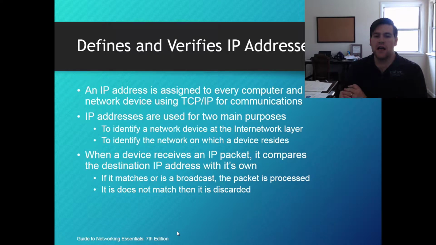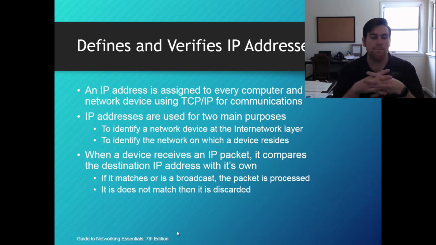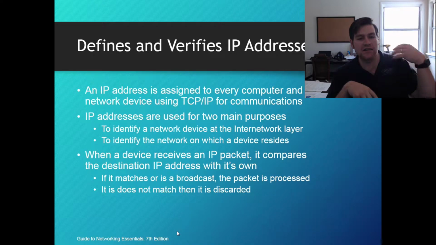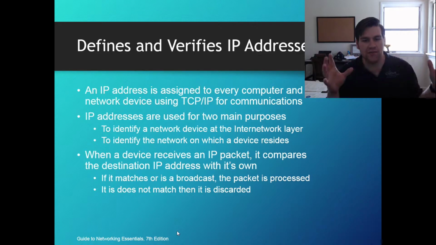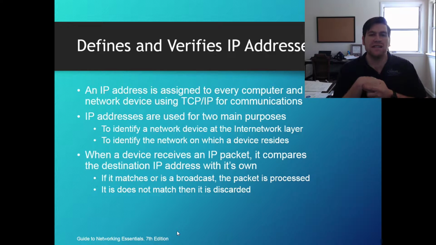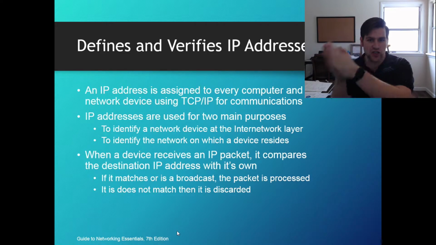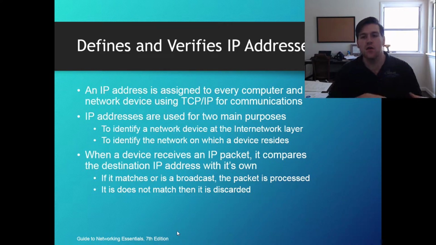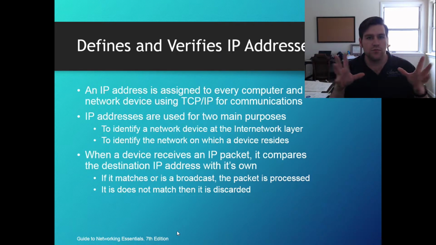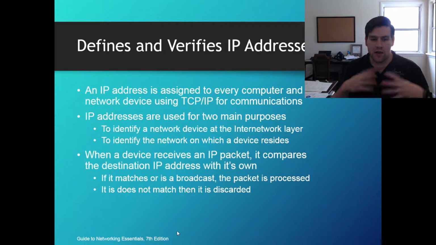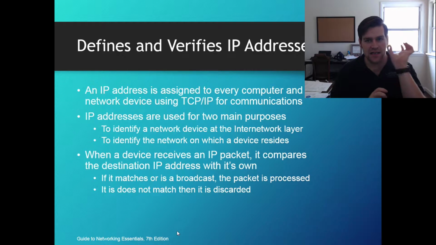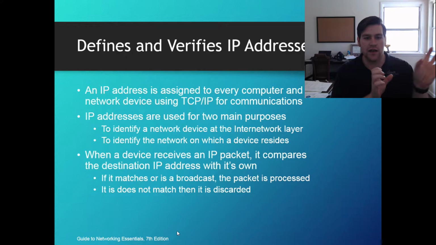So, defines and verifies IP addresses. What I was mentioning is that there are two purposes for an IP address. First of all, it defines a network device at the internetwork layer, it defines a specific network, and it also defines a machine on that network. So there are two parts to an IP address. We're going to look at IP in a lot more detail in chapter 6, which I should be able to have uploaded by Thursday. But an IP address has two parts that it identifies: a network and a specific computer on a network.